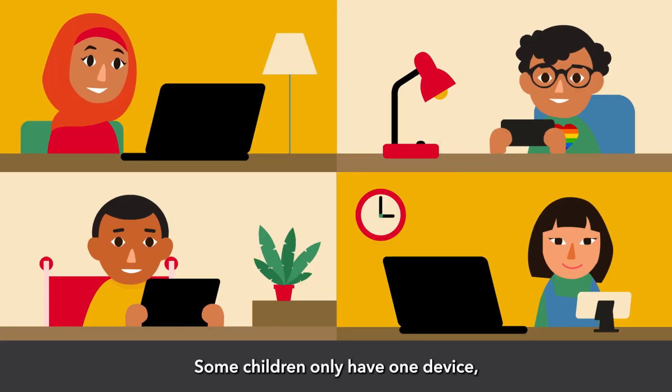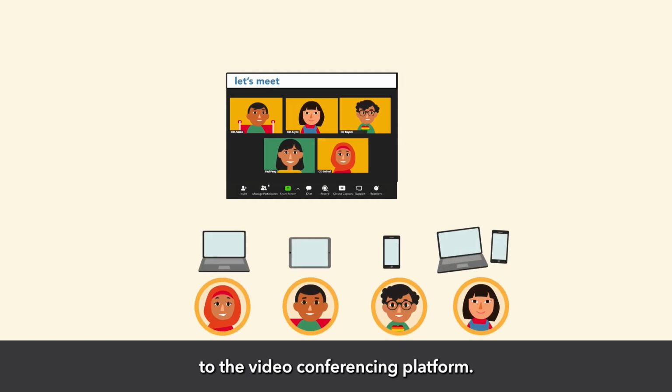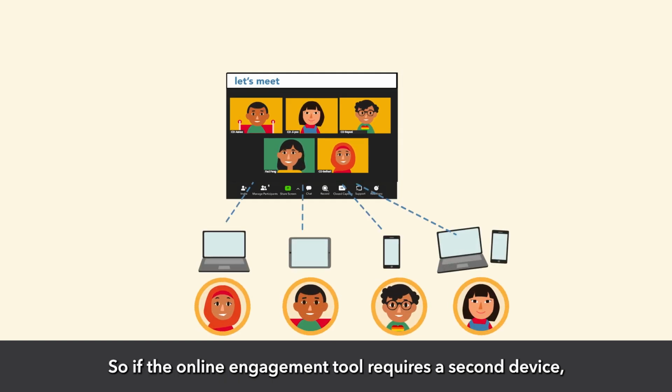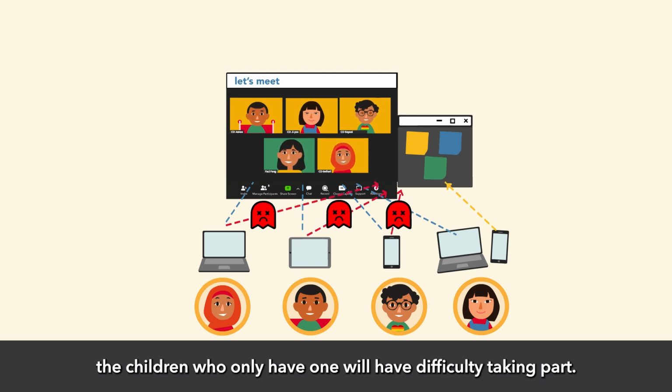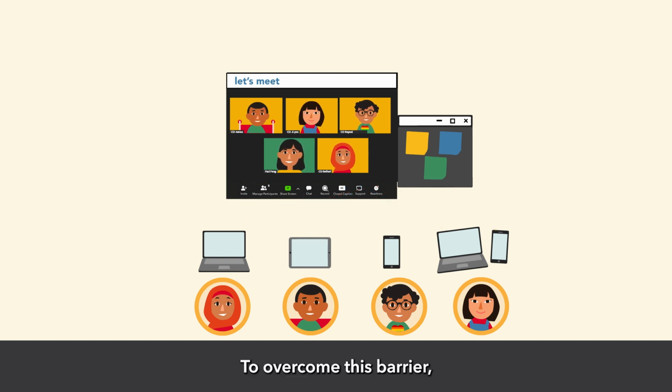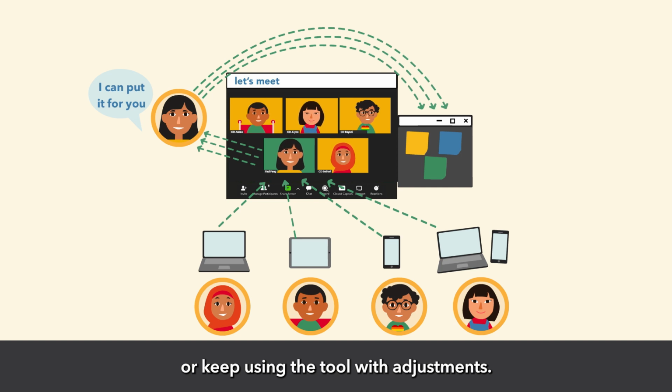Some children only have one device, and they may be using this to connect to the video conferencing platform. So, if the online engagement tool requires a second device, the children who only have one will have difficulty taking part. To overcome this barrier, we can either use another tool or keep using the tool with adjustments.